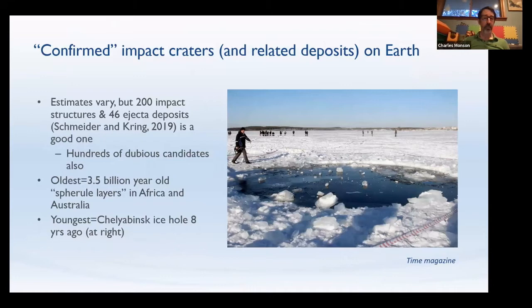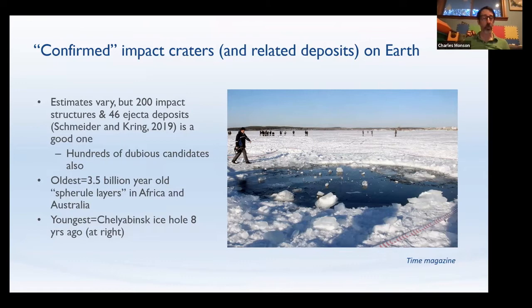Okay, so impact craters on Earth, how many are there? It really depends on who you ask, because oftentimes there's a little bit of haggling about exactly which impact structures are proven to be meteor impacts and which are not, and they're discovering new ones all the time. But as of a couple years ago, at least, the last big compendium I saw, an even 200 was a pretty good estimate. I think a couple more have been tacked on since then. 200 impact structures along with 46 ejecta deposits.